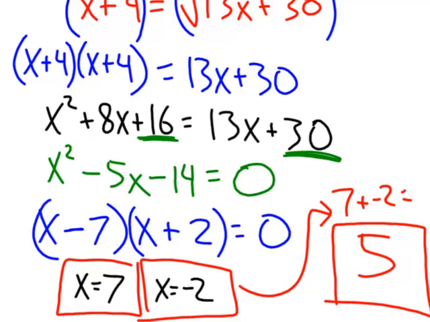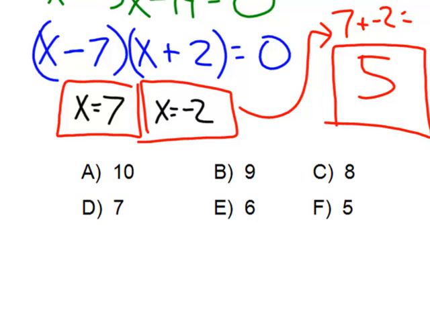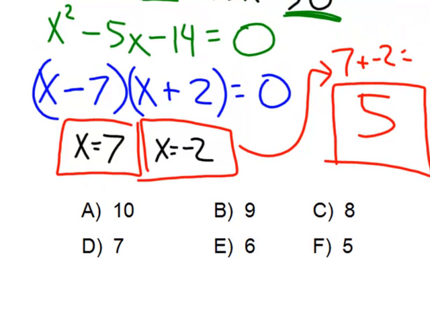I will point out that if you're really slick, you could have gotten that answer by looking at this step in the quadratic equation. Feel free to discuss that with me at some other point if you don't understand why I say that. But it didn't take us too long to get there. Our final answer, adding those two solutions, is 5. So let's look at our answer choices, and we see that sure enough, F is 5.